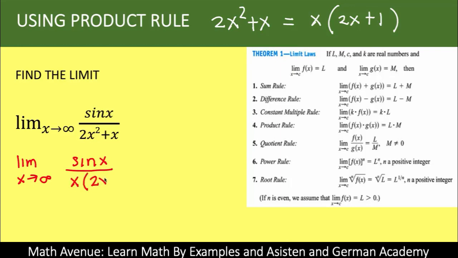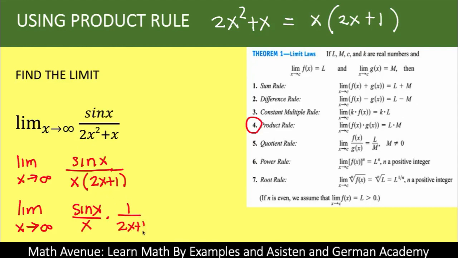Now, using the product rule, we can express this as the limit of the product, and the limit of the product becomes the product of the limits. So let's write this as the limit as x approaches infinity of sine of x over x, so we take this sine of x over this x, times 1 over 2x plus 1.